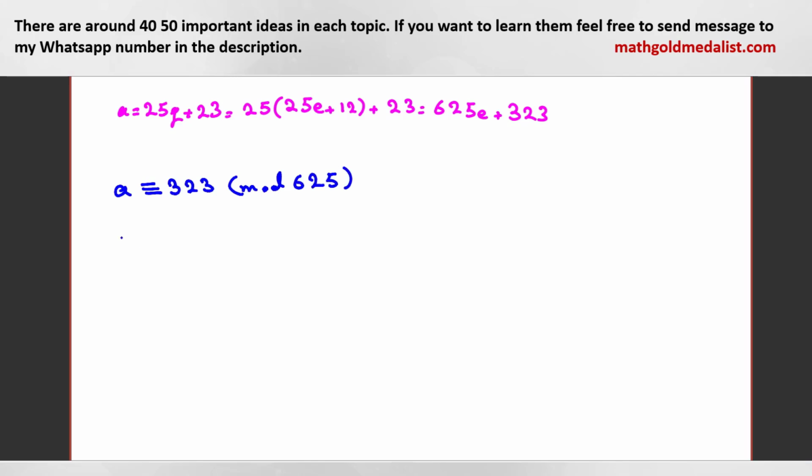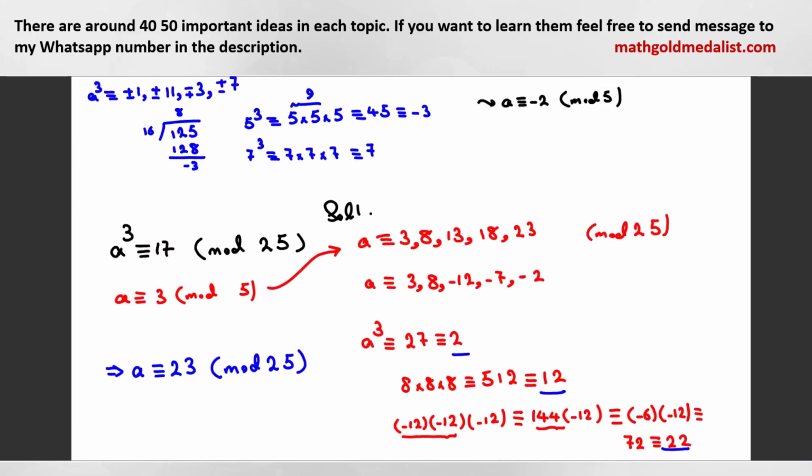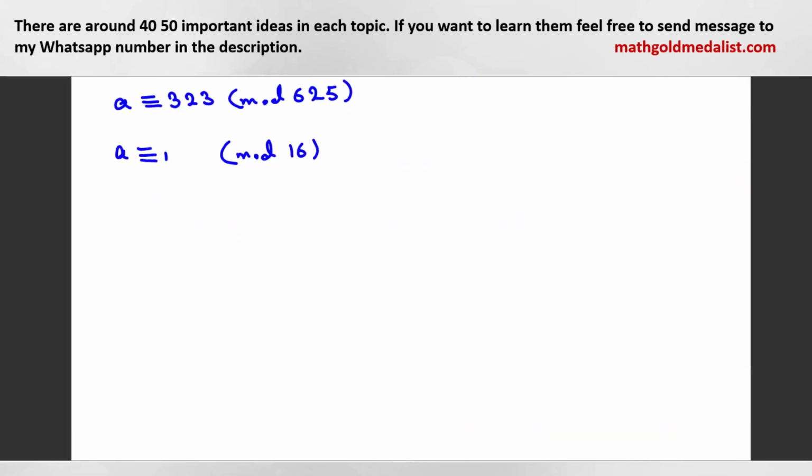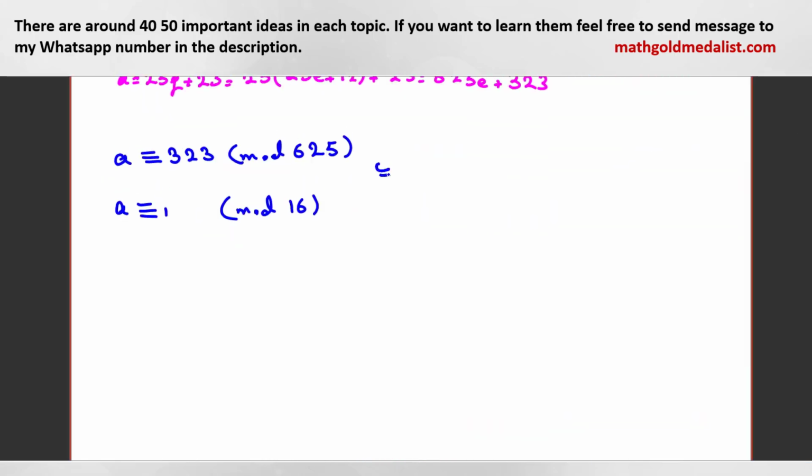Remember that a was what mod 16? Was 1, I think. Let me check one more system. Yes, here, right? Okay, now we want to find a mod what? 10,000. Yes, and then the problem says find the minimum positive number that satisfies it. So find the answer here, okay?